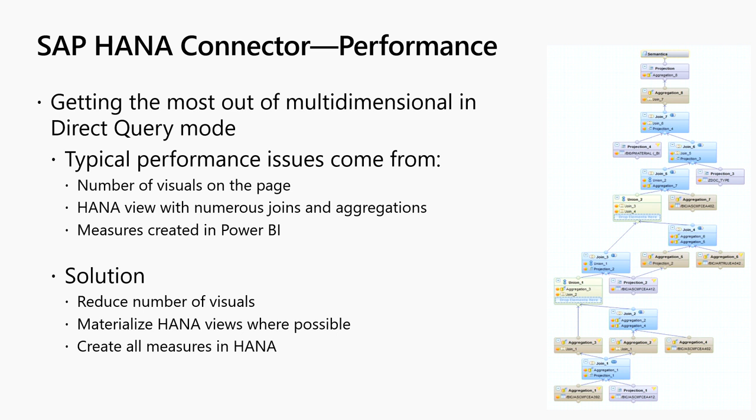The third thing I typically see is people adding measures in their Power BI report while using direct query. That's not recommended, because when you add a measure, let's say you add a count or a distinct count, what Power BI does is it brings all the data from HANA and then does the calculation in Power BI. So ideally you would want to do all your calculations in HANA and use Power BI just as a visualization layer when you're using direct query mode.